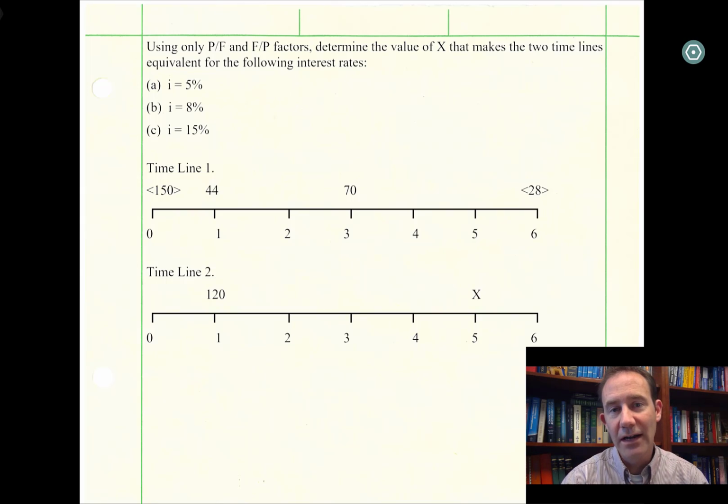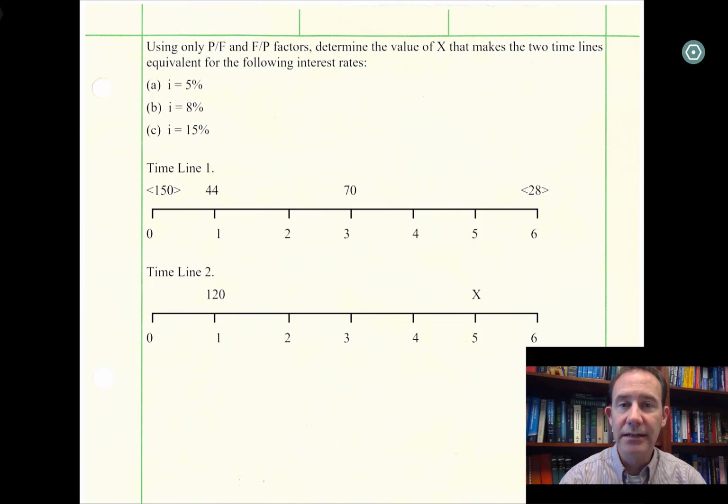In this example, we're asked to find the value of x that makes timeline 1 and timeline 2 equivalent to one another. To do so, we're going to use three concepts that have been discussed in class. One concept is the idea that a timeline can be converted to an infinite number of equivalent timelines.